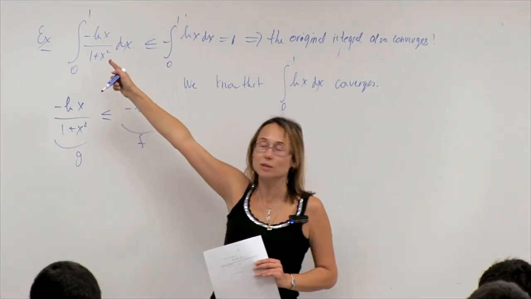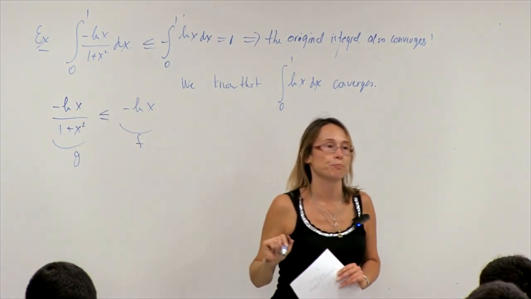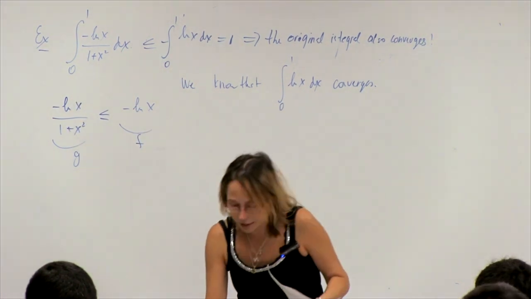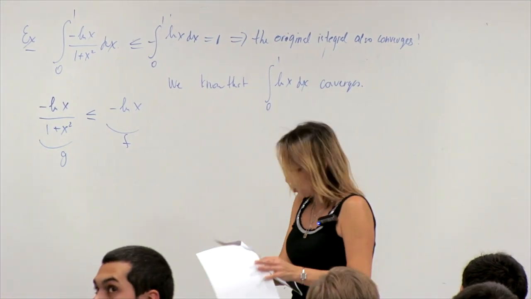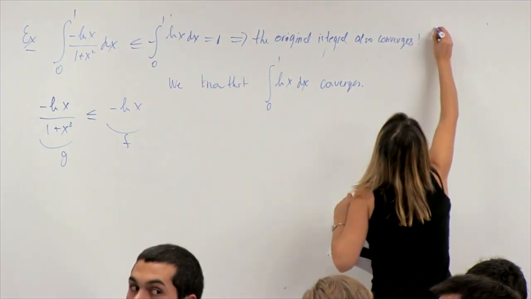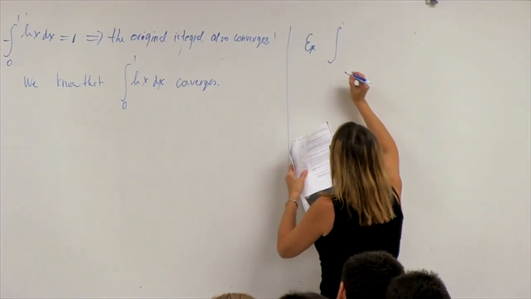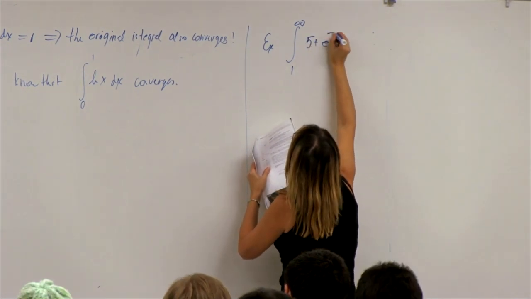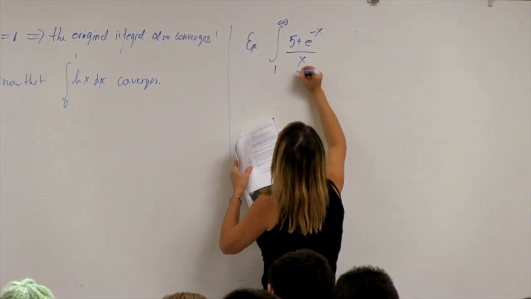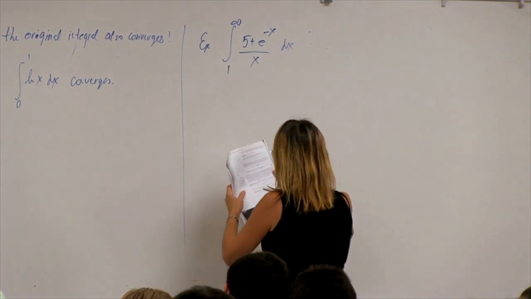With almost no extra work, we're able to show that this complicated integral can be evaluated. And this integral, just like this one, has a discontinuity at 0 because of the log, right? Okay, that's one example. And the second example is very short. Let's look at the integral between 1 and infinity of 5 plus e to the minus x over x dx.